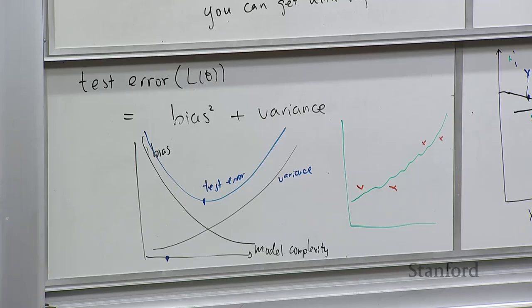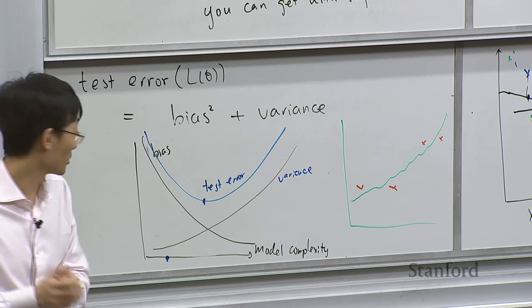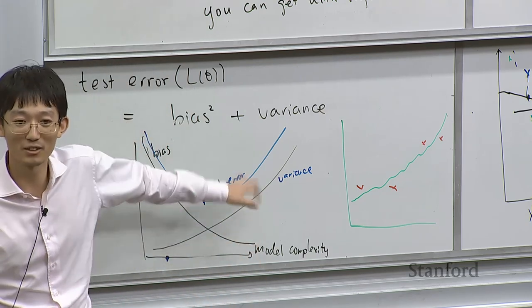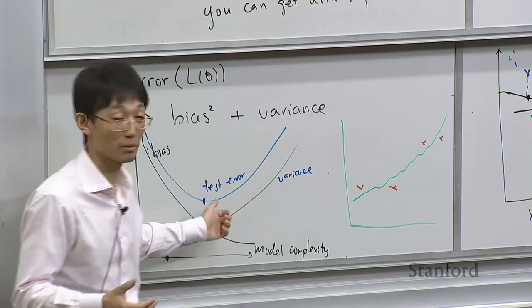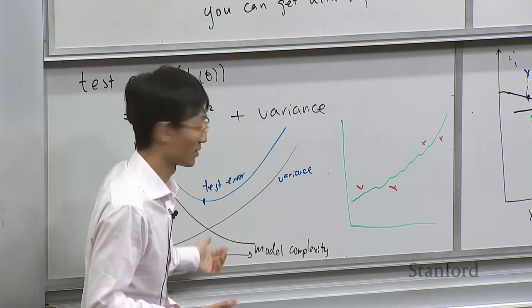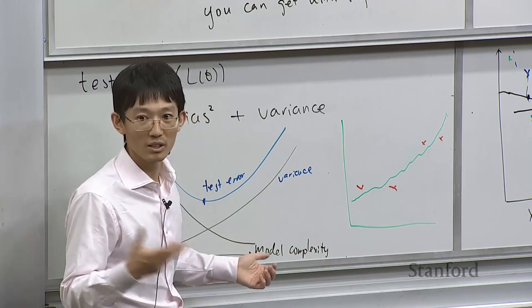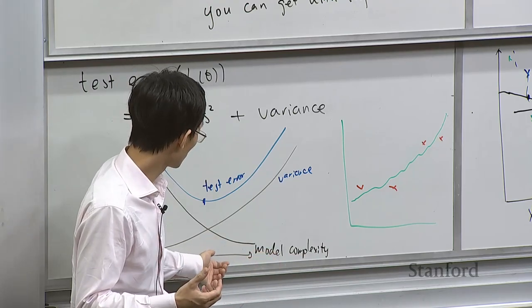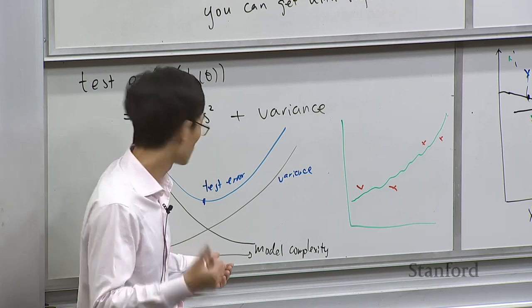One question many of you are probably wondering is, if all of these quantities cannot even be evaluated, how do you choose the right trade-off? What's the optimal model complexity? That's what we will discuss mostly next lecture. This is Wednesday, right? Next week, yeah.